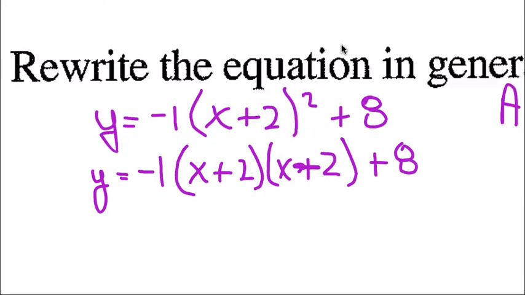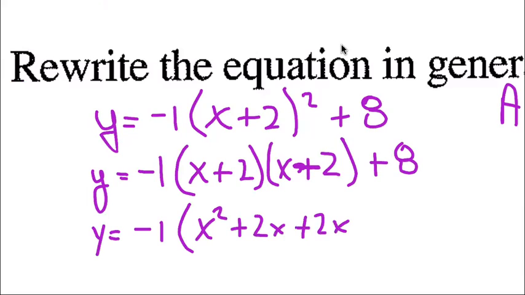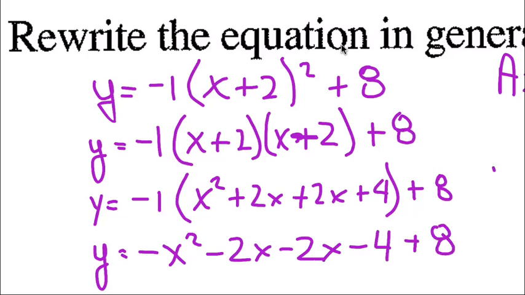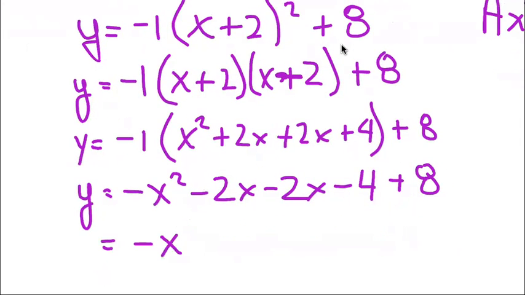And I know that this is FOIL. So first, outside, inside, last. y is equal to -1 times x squared plus 2x plus 2x plus 4, plus 8. Bomb in the -1. y is equal to -x squared minus 2x minus 2x minus 4 plus 8. Combine your like terms. -x squared minus 4x, and -4 plus 8 is 4. That is your expanded form, general form.